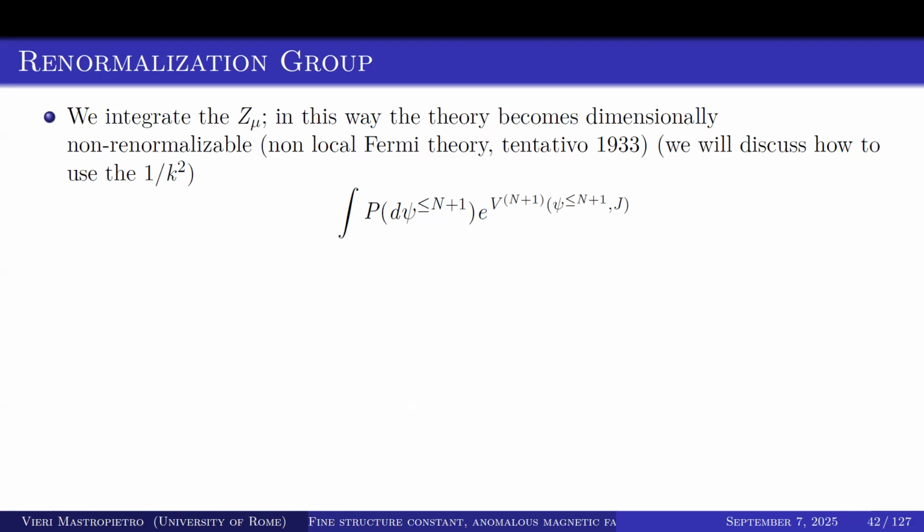If you want to get rigorous results, you cannot expand the Feynman graph, because the Feynman graphs are too many. The Feynman graphs are n factorial square.